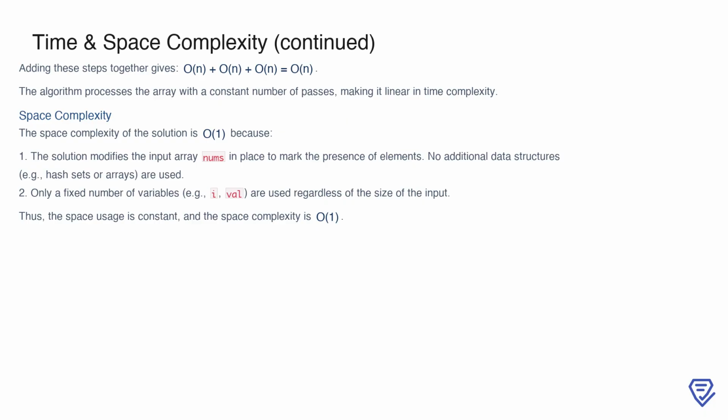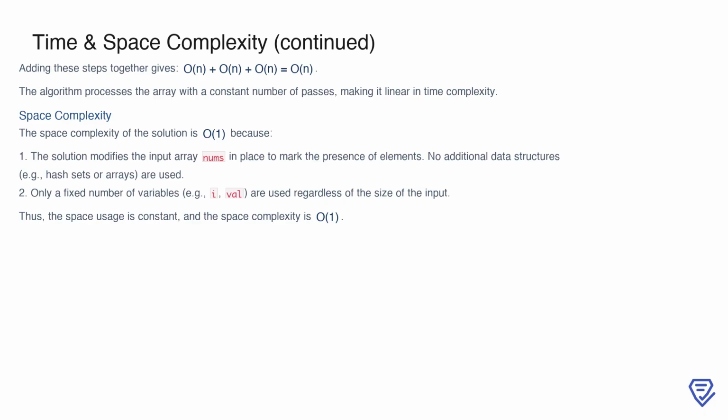Now, moving to space complexity, the solution achieves O(1), because it modifies the input array in place to mark the presence of elements. This eliminates the need for additional data structures like hash sets or auxiliary arrays. The only extra space used is for a few fixed variables, such as the loop counters and temporary values, which do not depend on the size of the input. Since there is no additional memory requirement that scales with the size of the array, the space complexity is constant, or O(1).